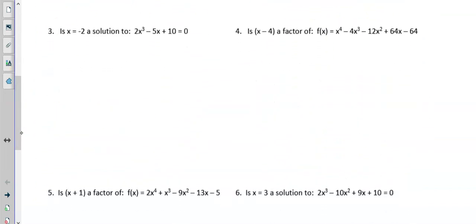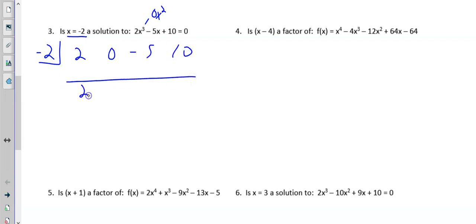Number 3, is negative 2 a solution? So when we say x is negative 2, that's the number that goes in the box. So we have 3. Notice we don't have a 2. So I want to write 0x squared minus 5x plus 10. So 2, 0, negative 5, 10. Drop the 2, multiply. Add straight down, multiply. Add straight down, multiply. I got 4 as a remainder here, so that is a no. Negative 2 is not a solution.